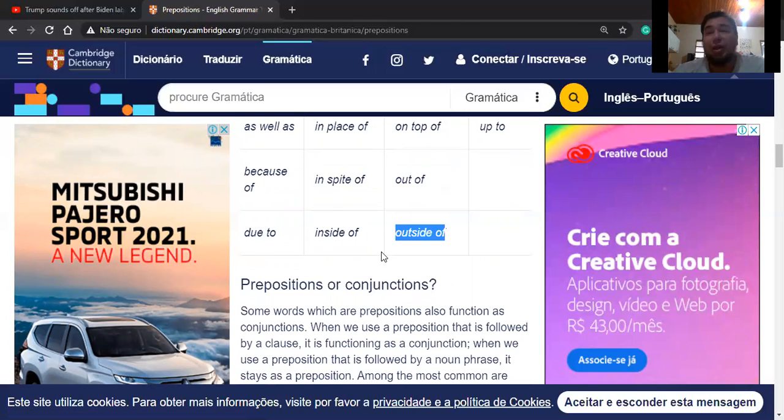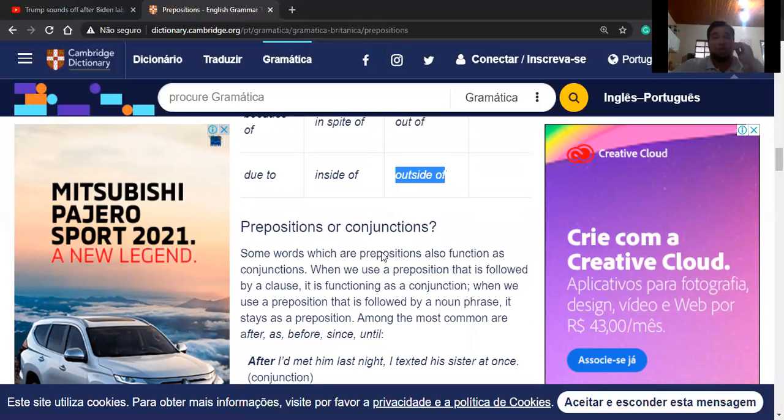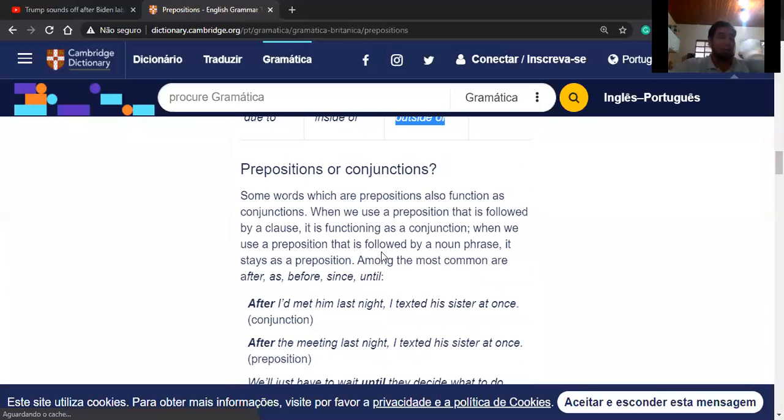So, you try to either make a phrase like, apart from Jesus, there is no other Savior. You can make a phrase in English or in Portuguese, or you can mix. Prepositions or conjunctions.